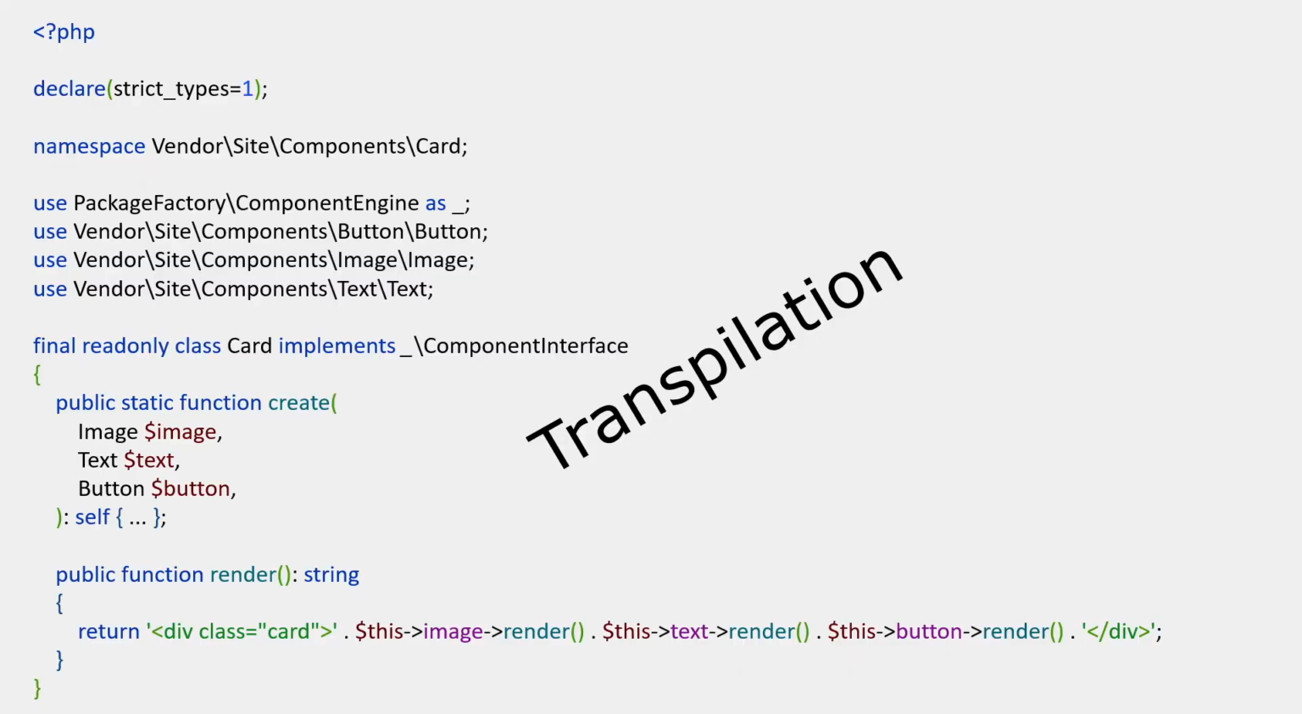The transpilation would look approximately like this. We have our card with a public constructor with all the props, and do note again, these are actual instances for the type safety, and the render method where we do return the final HTML and recursively invoke all nested component render functions.